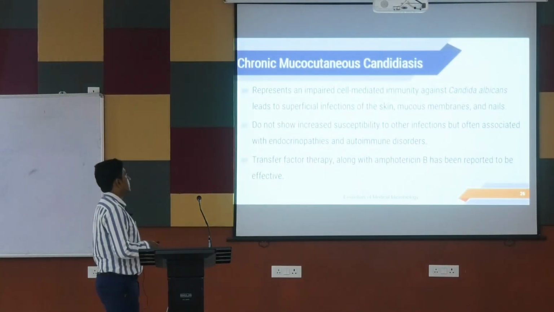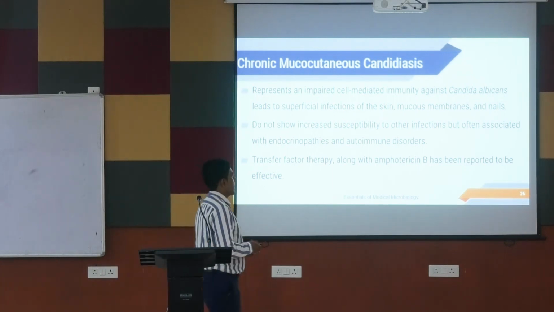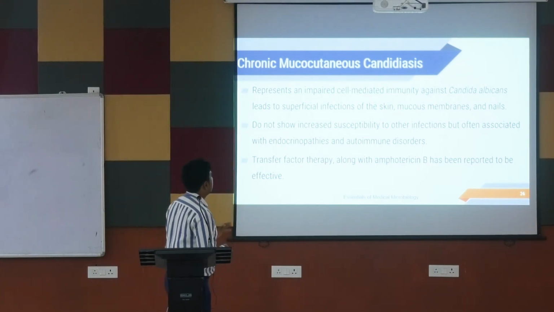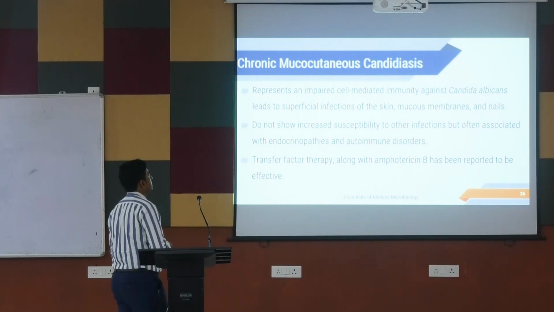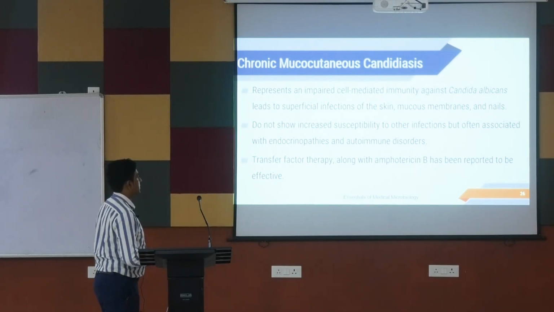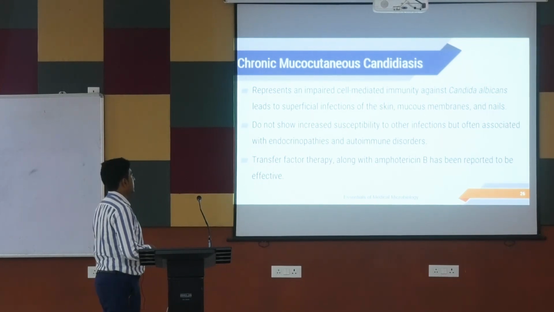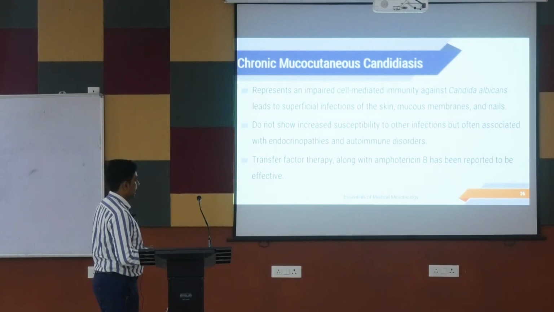The chronic mucocutaneous candidiasis. This represents an impaired cell-mediated immunity against Candida albicans, leads to superficial infections of the skin, mucous membranes and the nails, do not show increased susceptibility to other infections but is often associated with endocrinopathies and autoimmune disorders. Transfer factor therapy along with amphotericin B has been reported to be effective.